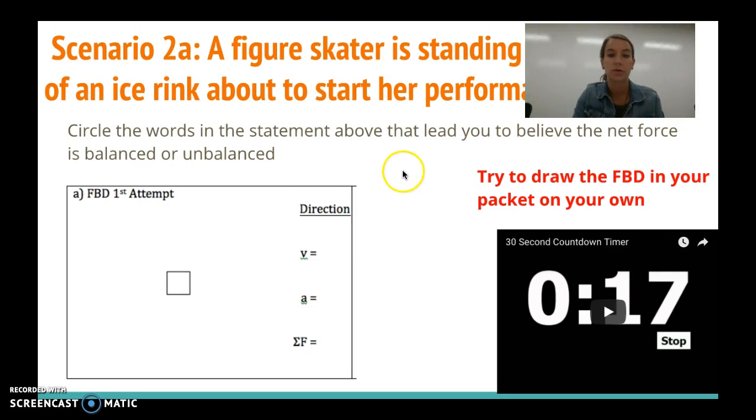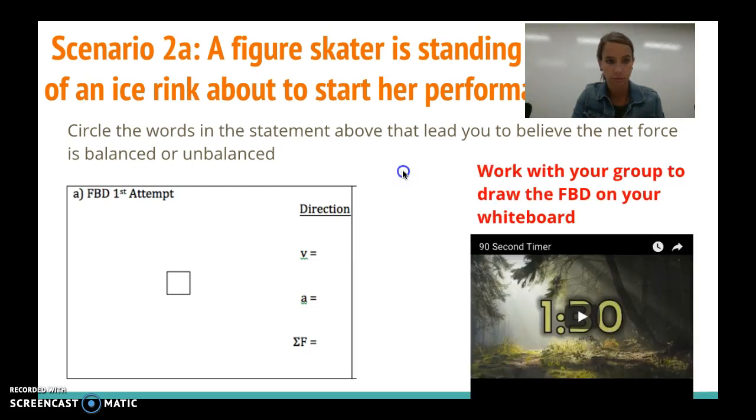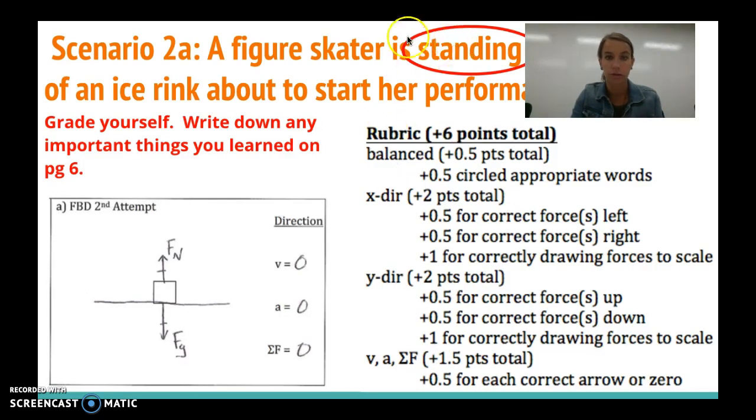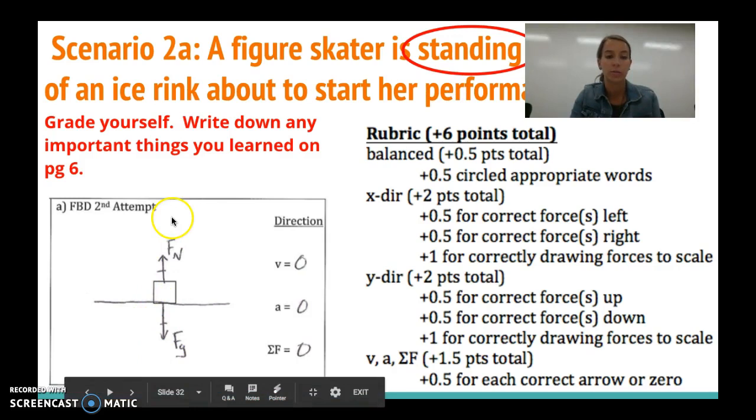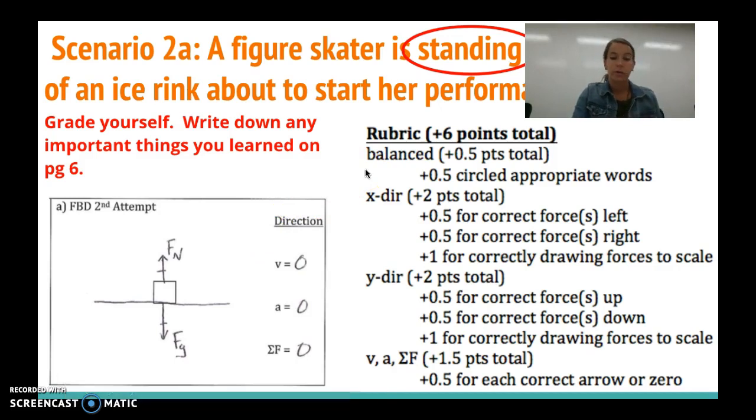All right, let's go over this. So what you should have circled, standing, okay? She's not moving, so standing still. She has gravity and normal force because she's still on a surface, right? So don't forget that normal force. And then these things, 0 velocity, 0 acceleration, and the net force is 0. All the forces are balanced on her. So draw that in as your second attempt. Once you're done with that, we'll go to page 12.